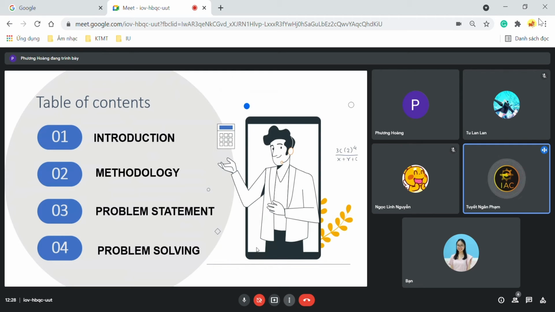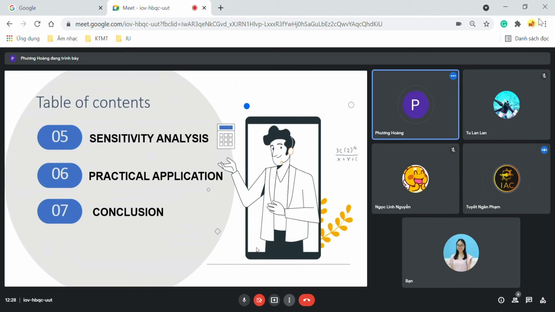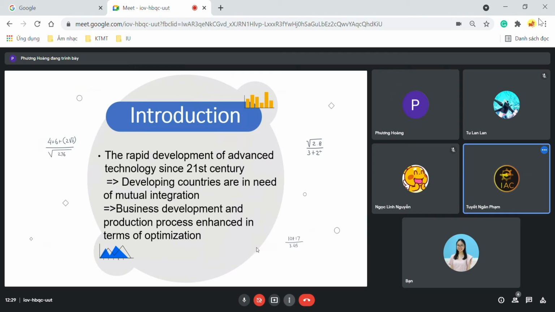Our presentation will be divided into 7 parts: introduction, methodology, problem statement, problem solving. The next one is sensitivity analysis, practical application, and the last one is conclusion. Now let's start with the introduction.